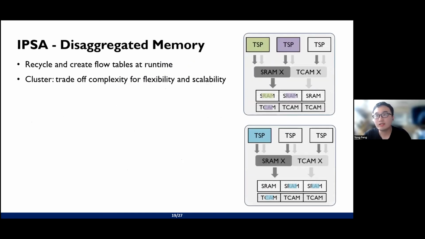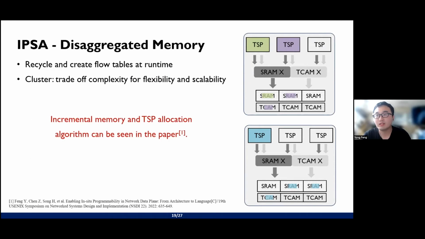To cope with scalability, different crossbar types such as segment crossbar, clos, and so on can be used as a trade-off between flexibility and resource consumption. And the incremental memory and TSP allocation can be seen in our paper.